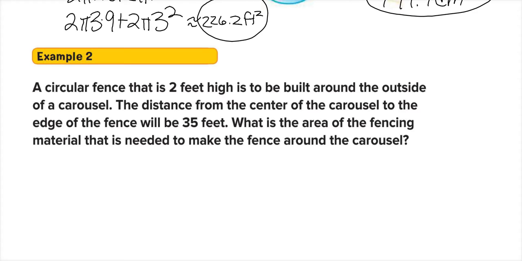It says a circular fence that is 2 feet high is being built around the outside of a carousel. The distance from the center of the carousel to the edge of the fence will be 35 feet. What's the area of the fencing material that is needed to make the fence around the carousel? Okay, so let's kind of draw this out. So we're going to need a circular fence. Okay, it needs to be 2 feet high.